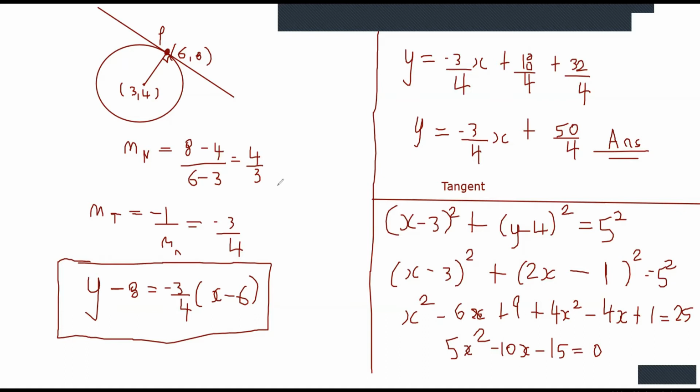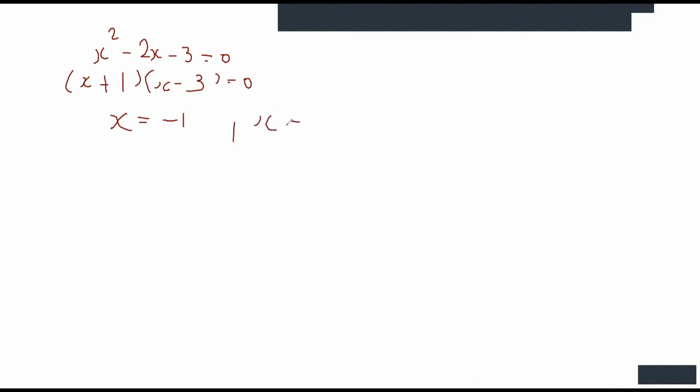Dividing through by 5, I get x squared minus 2x minus 3 equals 0. Then we factorize. What we end up with is 3 and 1. Signs are different, the bigger number negative, so minus, x plus, sorry. So we end up with x is equal to negative 1, or x is equal to 3.